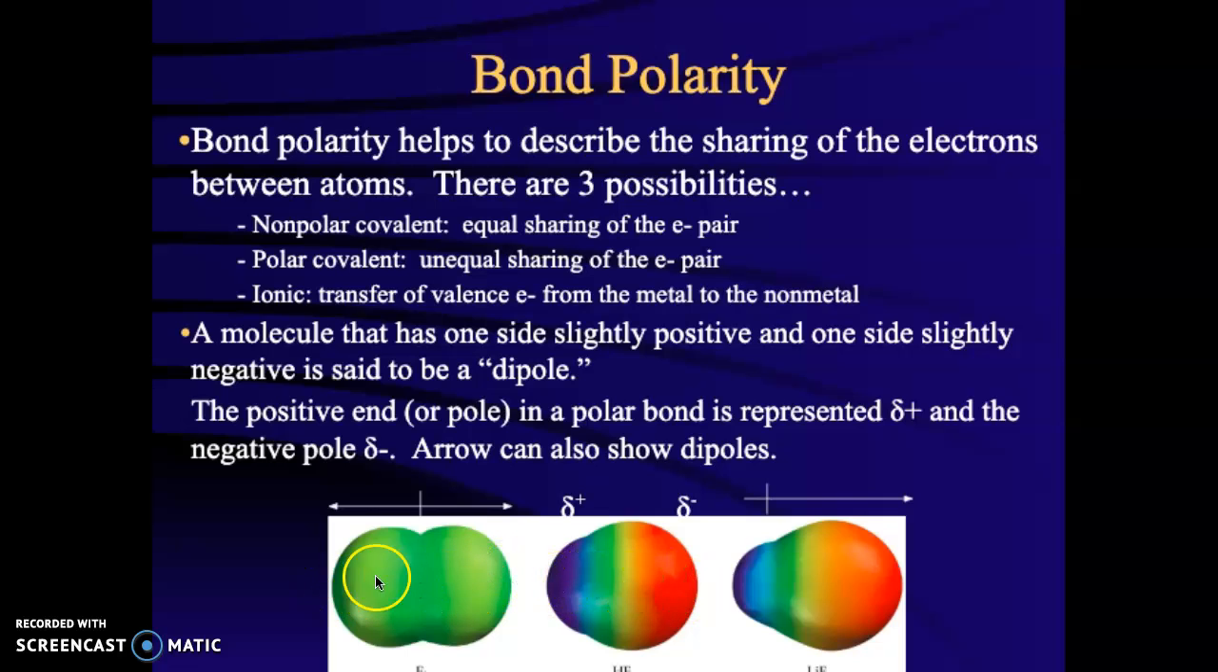This molecule, the charge is equally distributed. There's no difference between the two ends. Over here, there is a difference, so that's why we call it polar. Just like the planet has poles, this has poles. One end is negative, one end is positive.